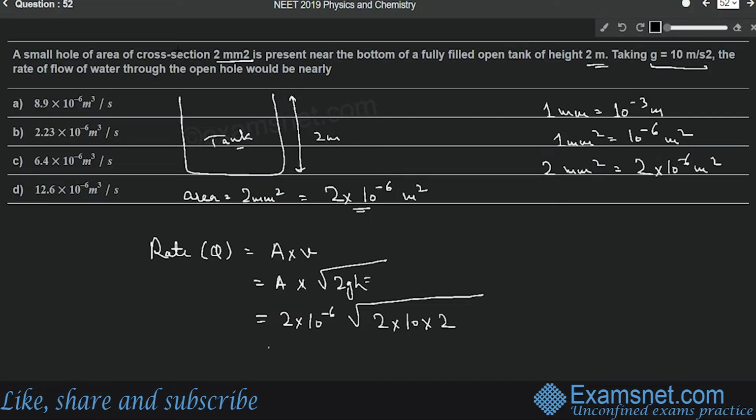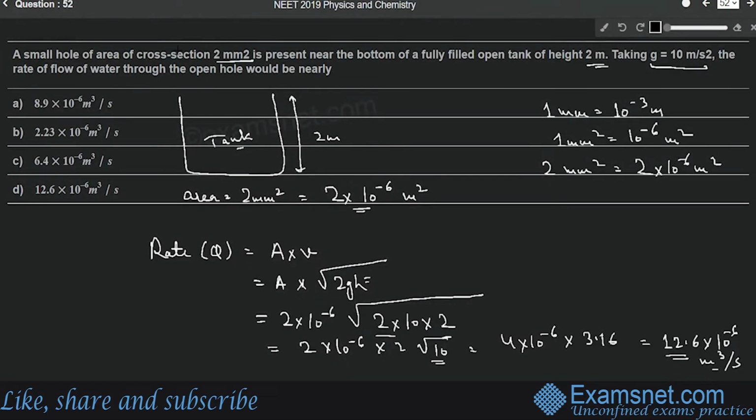So on solving this, what will we get? We'll get 2 into 10 to the power minus 6 into 2. These two will come out as 1, 2, and then under root 10. So here we'll get 4 into 10 to the power minus 6 into 3.16. Root 10 is almost equal to 3.16. So on solving this, we'll get 12.6 into 10 to the power minus 6, and the unit will be meter cube per second. So out of the given options, option D will be the correct answer.